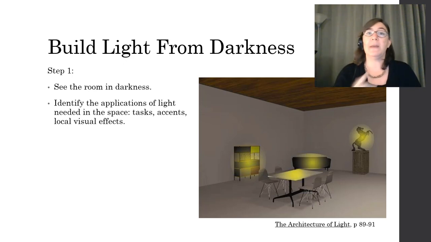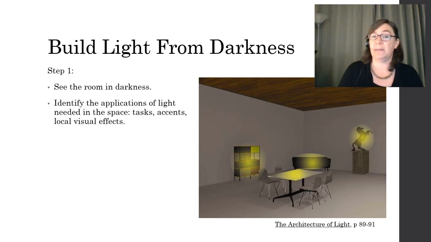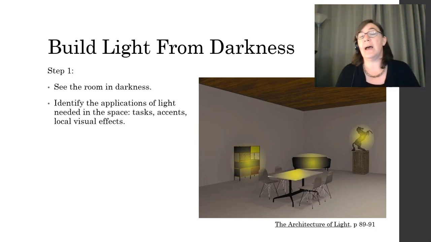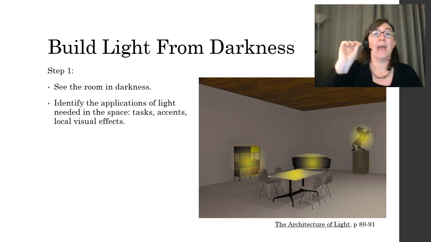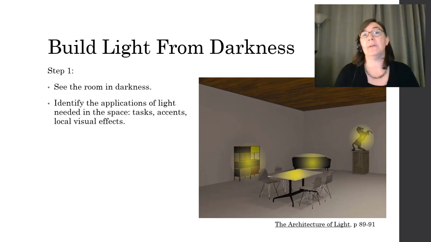Next, in your mind's eye, walk around this room and identify the applications of light that are needed in this space. What tasks need light, what needs to be accented, and any local visual effects. Here's an example on your screen. It's a simple room with a couple of objects in it. So we are imagining it in darkness, and then we have picked out some specific areas that need light application.